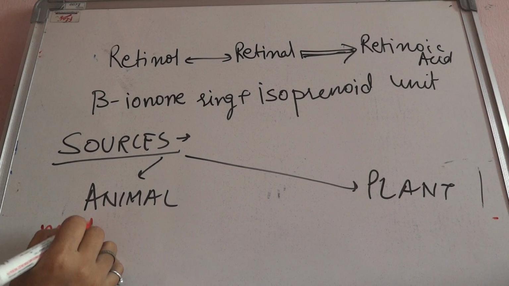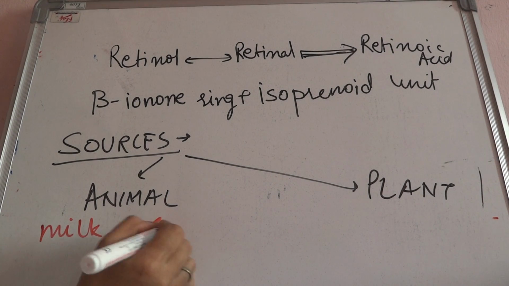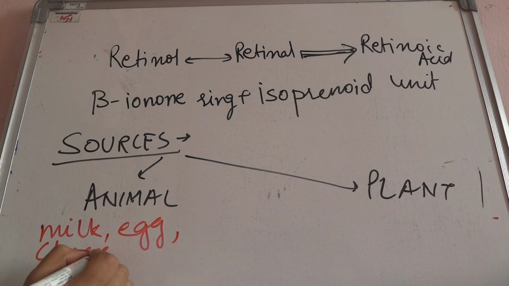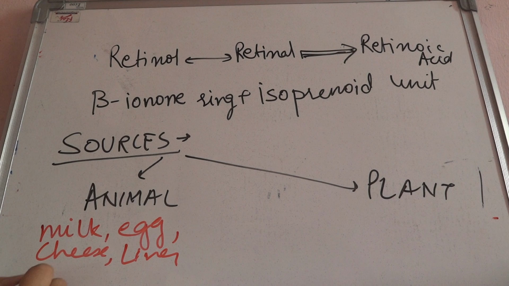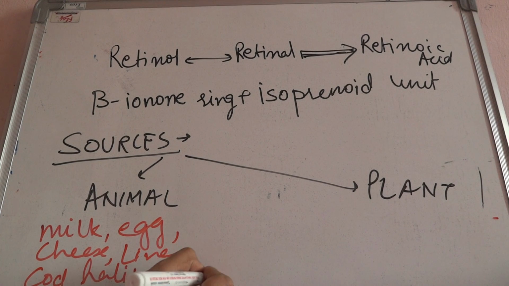In animal source we have milk, egg, cheese, liver, and the most important, that is cod, halibut liver oil.